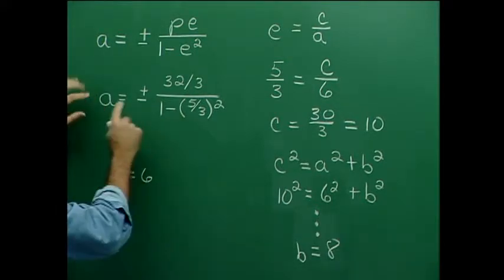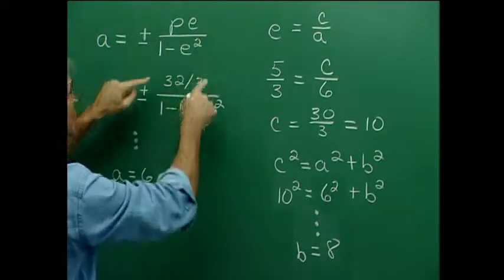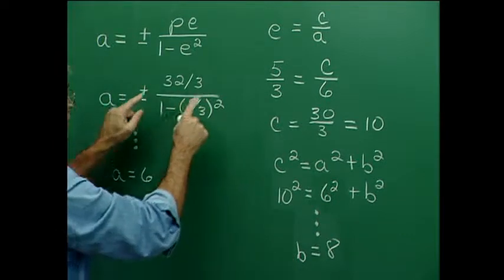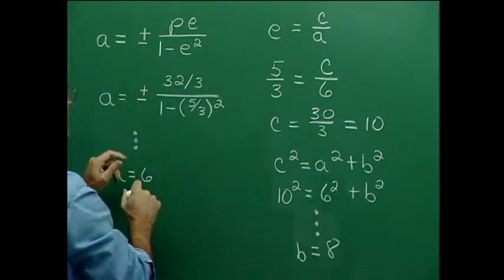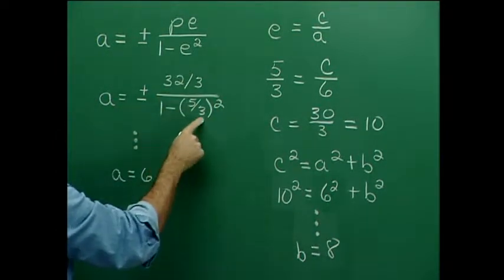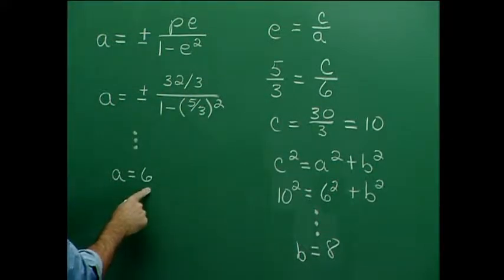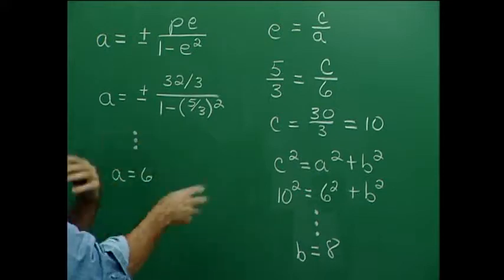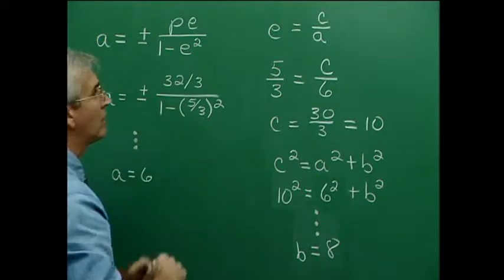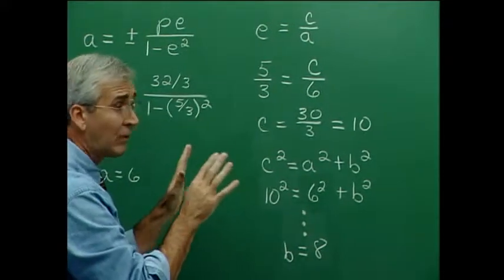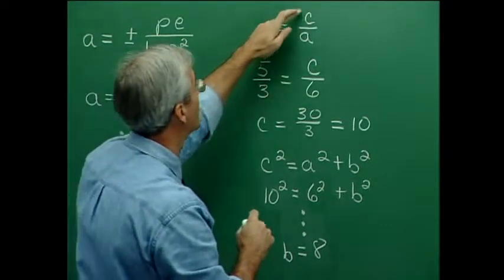At any rate, for the problem that we just had, the PE was the numerator of that fraction in standard form. It was 32 over 3. And the E value was 5 over 3, and evaluating this, we would find A to be 6. And then once we have A, we can just run algebraically into all of the other important information that we need for graphing. E, you know, is C over A.